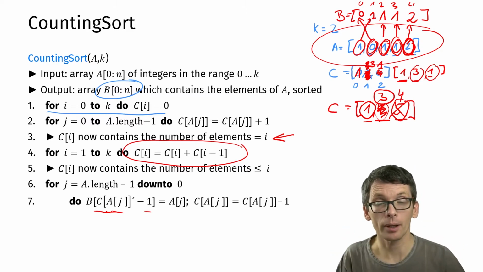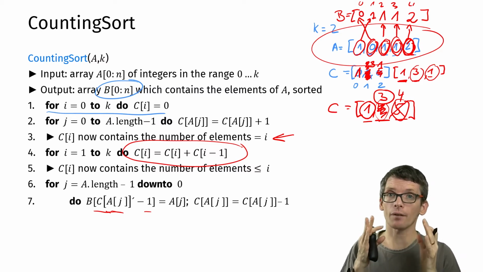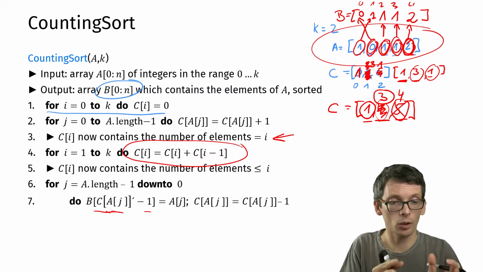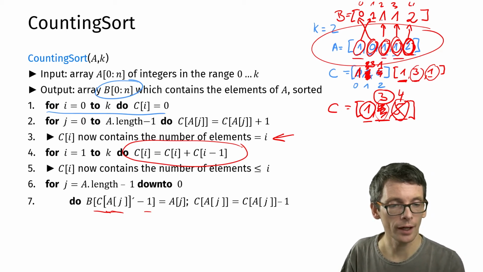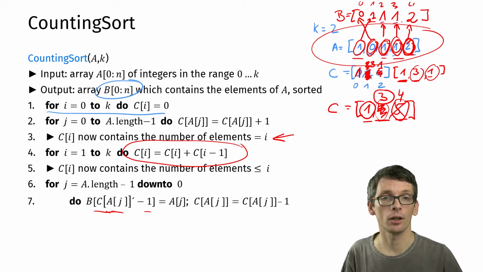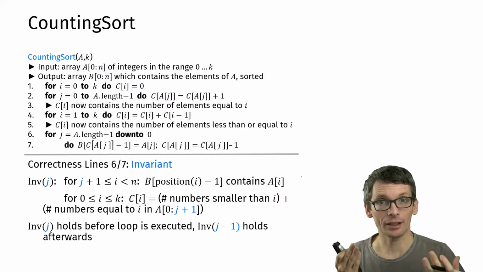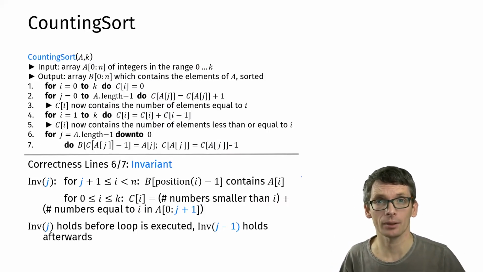And now I've sorted my numbers, and not only have I sorted my numbers, but this sorting was also stable. So the ones, they were in this order, they are still in this order. So that's counting sort. Let's have a look at correctness.